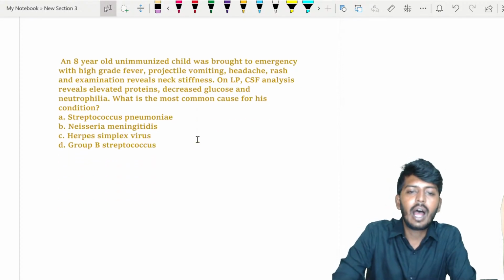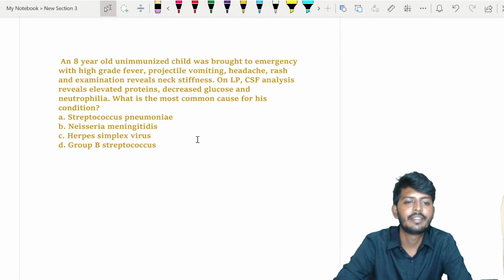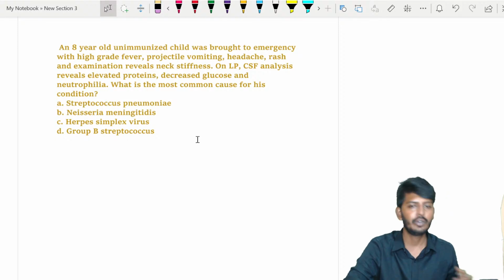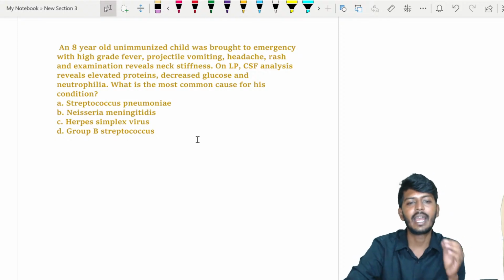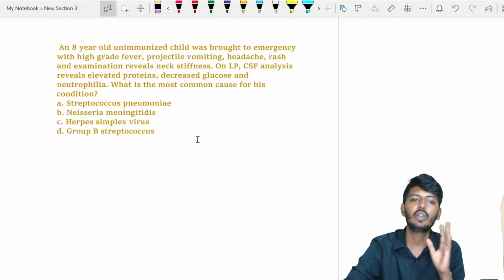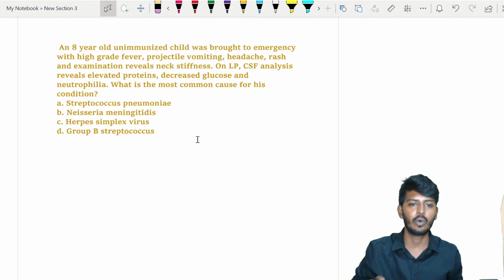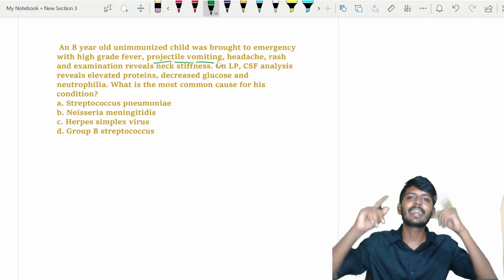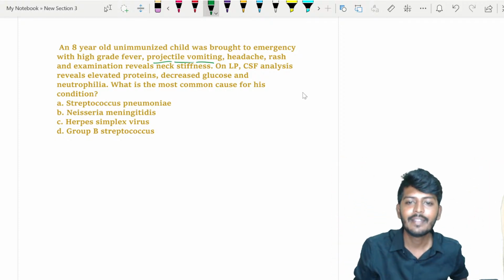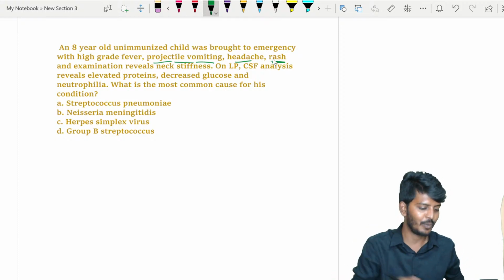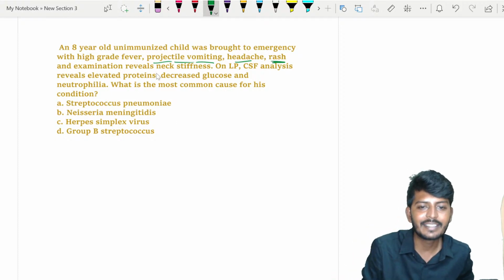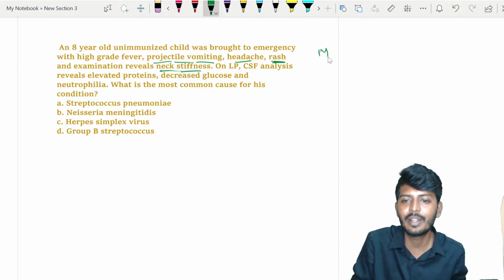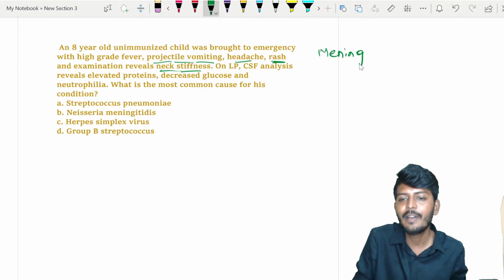An 8-year-old unimmunized child was brought to the emergency with a high-grade fever, projectile vomiting. Here projectile vomiting has come, so intracranial pressure is high. Okay, there is a headache and there is a rash. Very nice. And examination reveals neck stiffness. So this is a case of, already we know, meningitis.